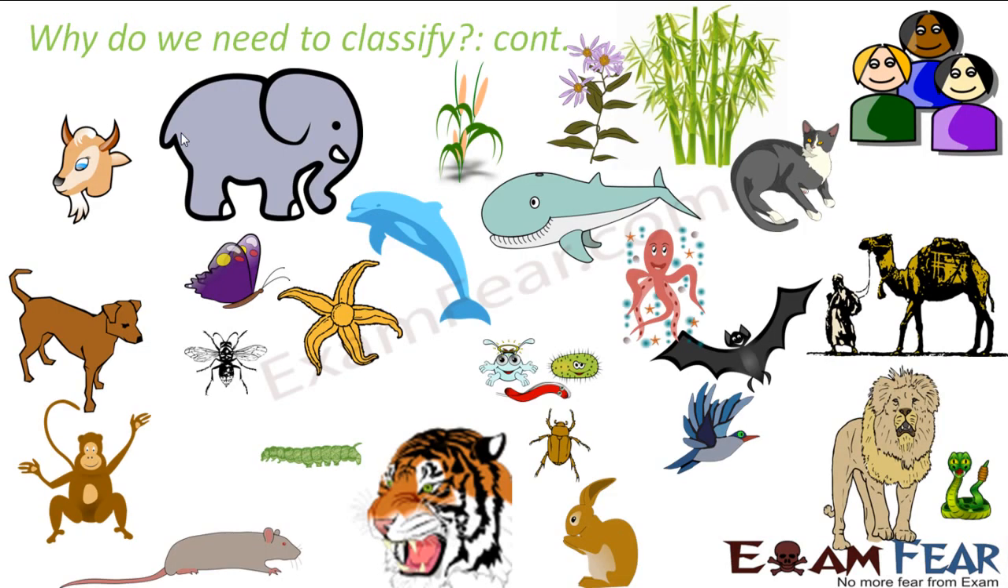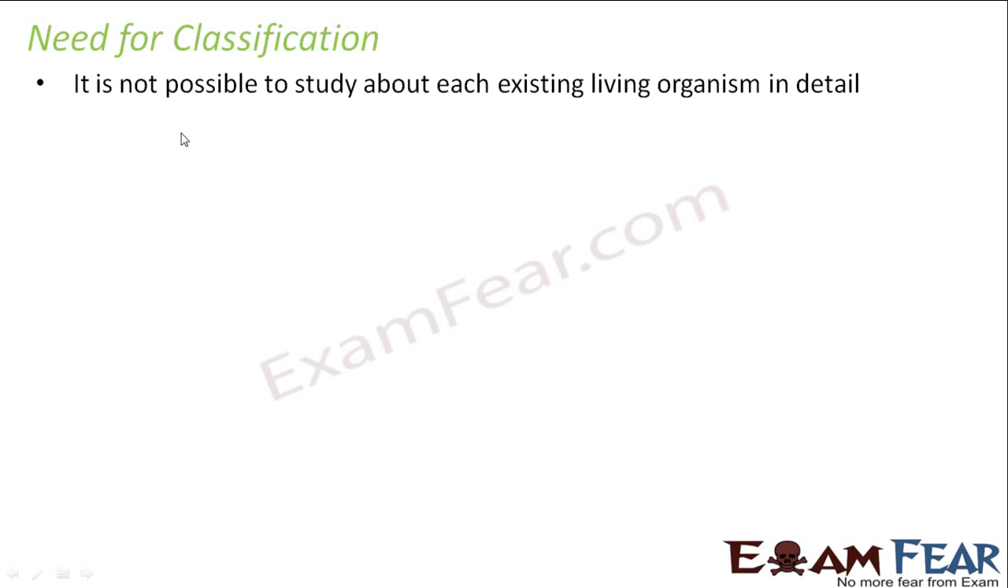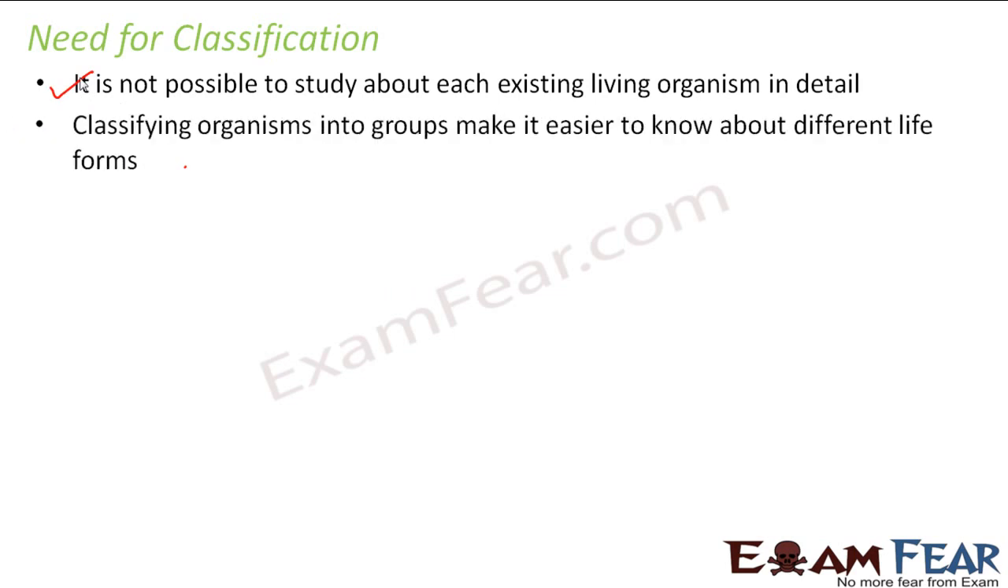So similar is the case for living organisms. When you have this huge variety, instead of studying them individually, we can divide them into groups, and then we can give binomial names to each of those groups. So that is how the need of classification arises. It is not possible to study each existing living organism in detail. So that is one very important and primary reason for classification.